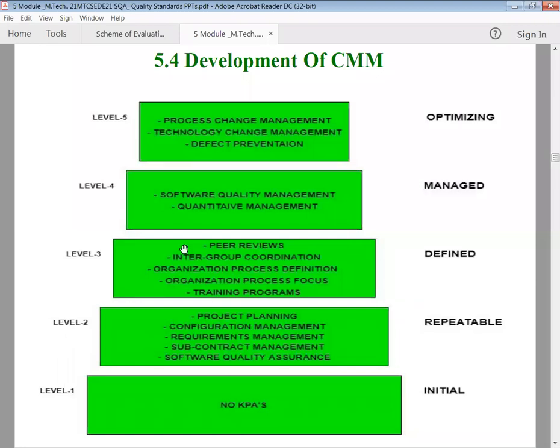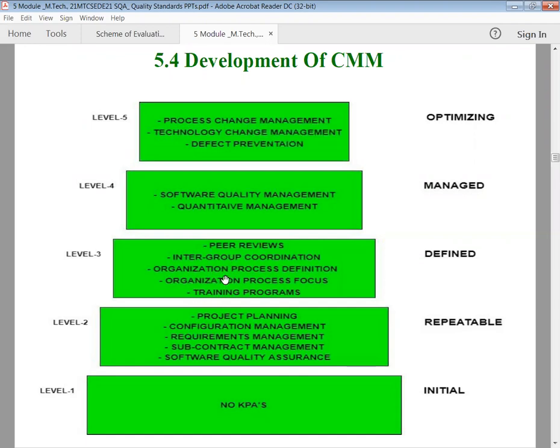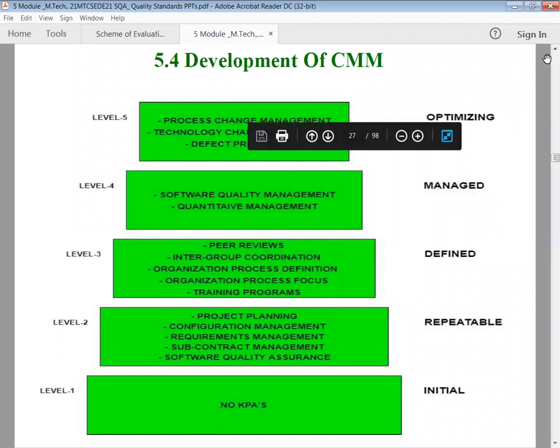If you take the defined level, we give focus to quality. So we'll go for peer reviews, intergroup coordination, organization process definition, organization process focus, and training programs. All those things play an important role in the defined level. If you take the fourth level, managed, here we give focus to quality management and quantitative management. So these are the KPAs that are followed in each level.